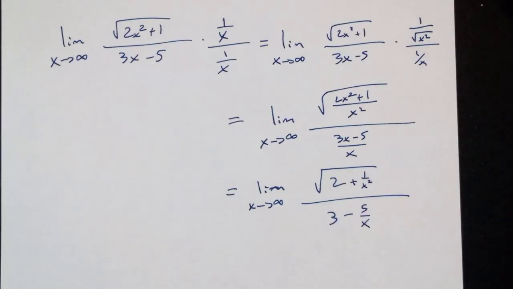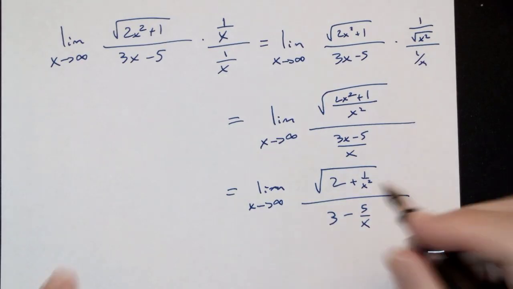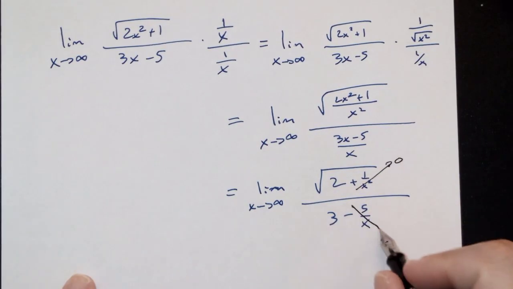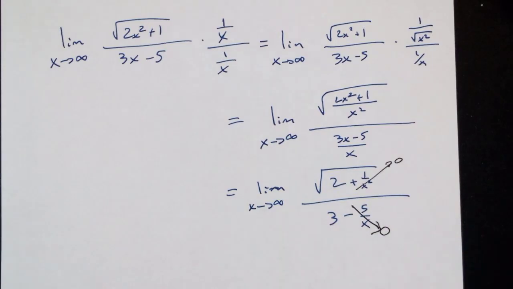What happens to the 1 over x squared inside the radical there? Oof. What happens to the 1 over x on the bottom? Well, 5 over x. Same thing. 5 divided by something really huge is 5 zeros. That's still 0. And so I get the square root of 2 over 3.